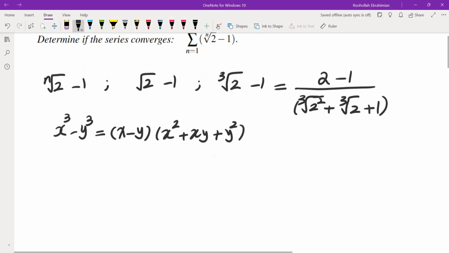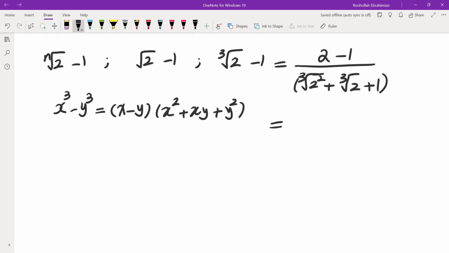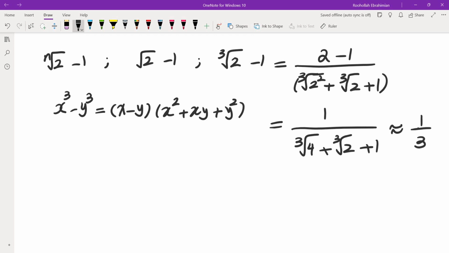Now the denominator is not very difficult to understand. What we know is that the numerator is 1, and the denominator is the cube root of 4 plus the cube root of 2 plus 1. So roughly speaking, that's 1/3, because the cube root of 4 is roughly 1, somewhere between 1 and 2. The cube root of 2 is very close to 1, and 1 is 1. So this is roughly 1/3, although this may not be a very good approximation.